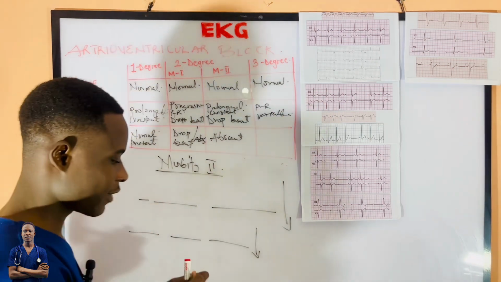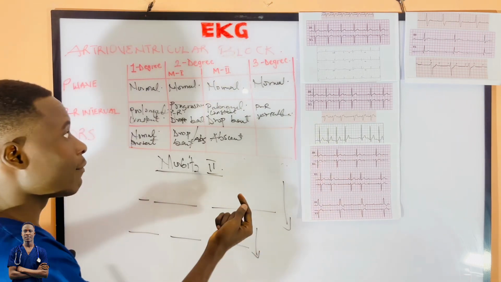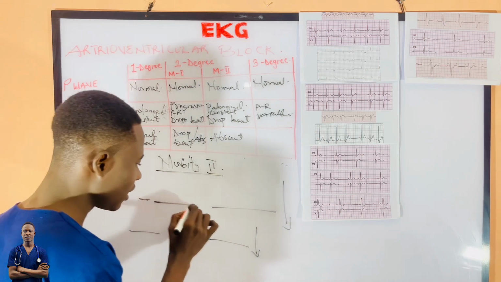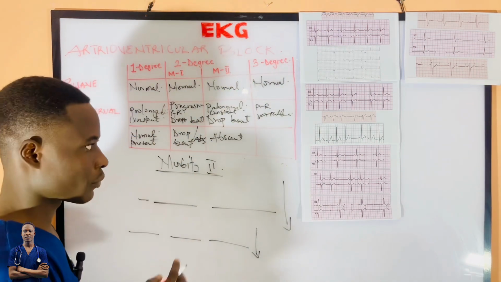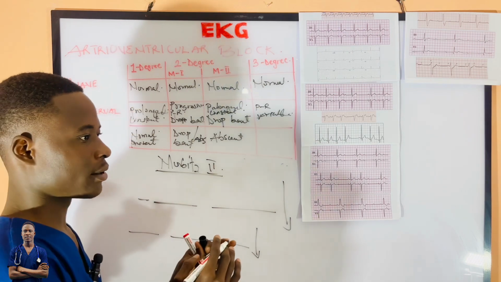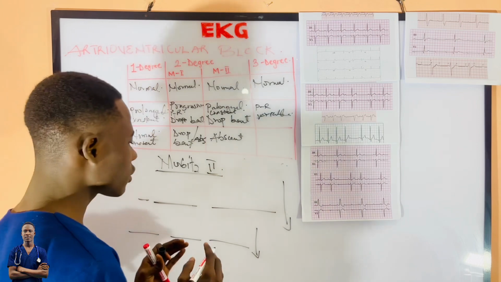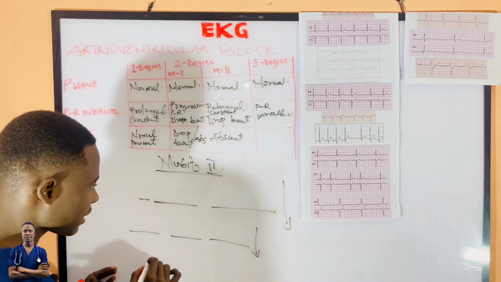So the PR interval is going to vary. Now, unlike the Morbius 1, that will be having a progressive increment, for that of third degree, you get various forms of PR interval, but it's not in a progressive form. You can get it.